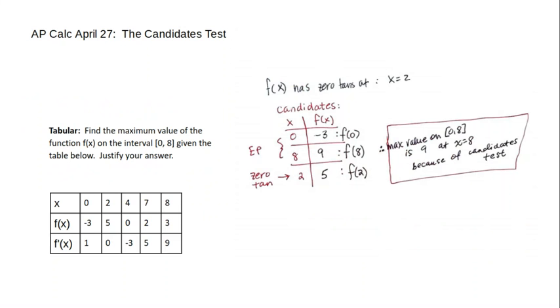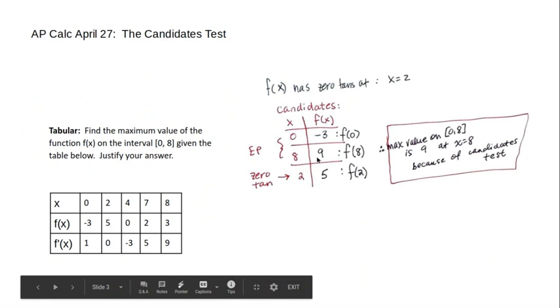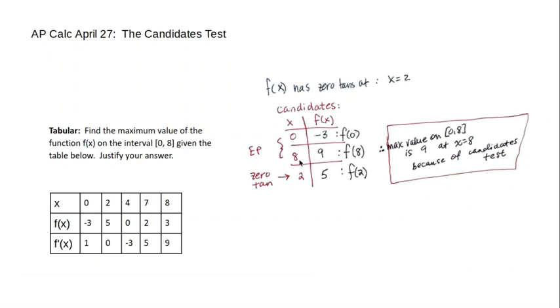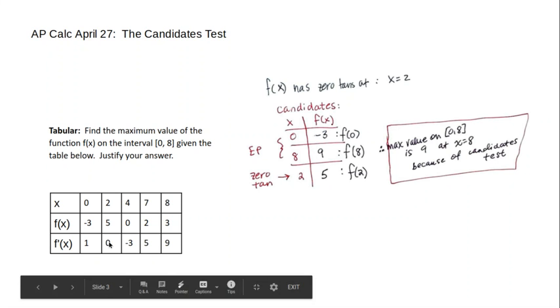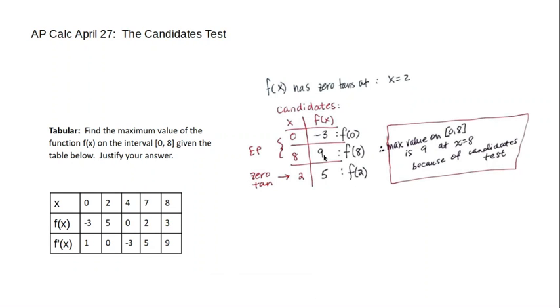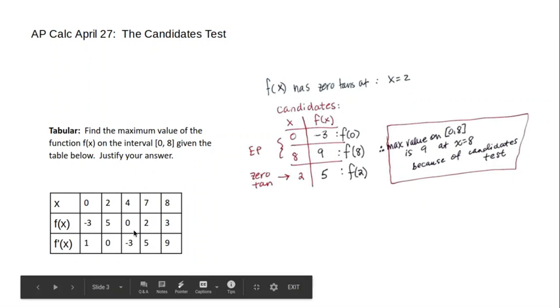And then finally, this tabular example. So f of x, remember, will have zero tangents at x equals 2 because that's where the derivative is equal to 0. For your candidates test, use your first and last points on your interval, 0 and 8, the endpoints. Use wherever you have a 0 slope, so 0 slope, first derivative. And then to come up with your function values, that's pretty easy. You just find f of 0, which was negative 3, f of 8, which should have been a 3. Whoopsie, that should have been a 3. And then f of 2 is going to be 5.